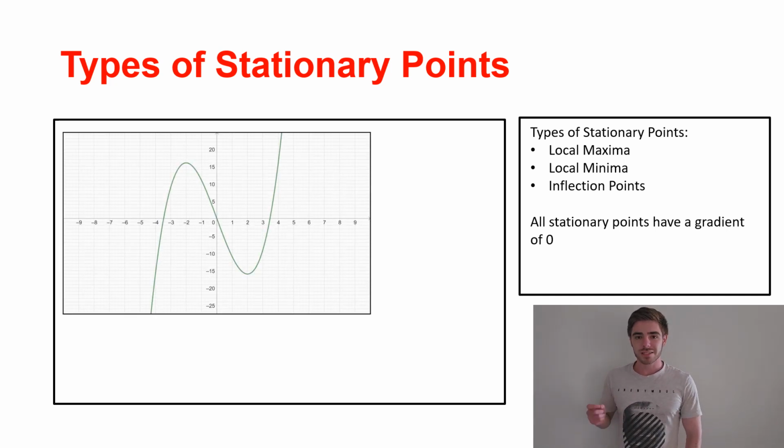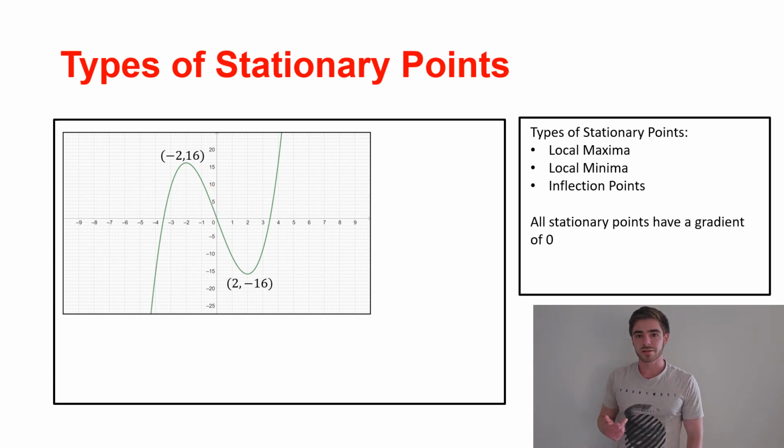A local maxima can be thought of as a peak on the graph. This isn't to be confused with the true maximum of that function though. For example, this function here has a local maxima at negative 2, 16, but its true maximum would be positive infinity since the function rises forever. A local maxima can be identified by observing the gradient before and after the point. To the left of the point, we should expect a positive gradient since the graph should be rising to meet that stationary point. And to the right of that point, we should expect a negative gradient since the graph should be falling away from that point.